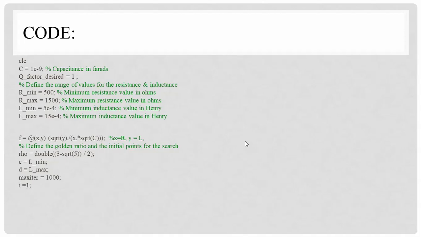So iterations run from 1 to 1000. Initial Q factor is 0. And this is the tolerance value. So optimized resistance is 0 and optimized inductance is also 0. These all are zeros because to operate the while loop, we should have the minimum optimal values. So after that, we'll get the accurate optimal values by applying the function equations.